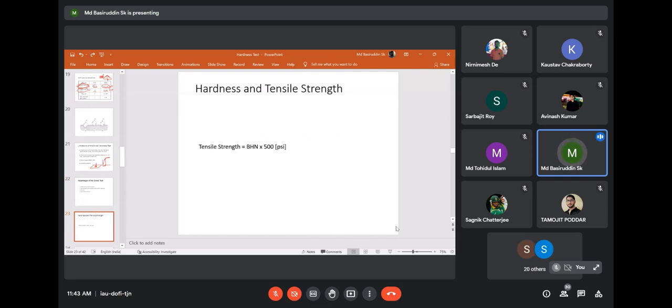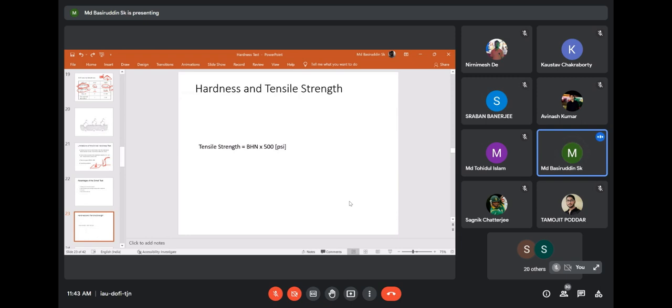Now, in each and every case, whatever hardness you get, you can correlate with the tensile strength properties, whether in terms of stress or in terms of strain. People collect the hardness data, BHN data, and then evaluate the strength data and try to make a correlation. They found that if you have the BHN data and the tensile data for the same material, the multiplying factor is 500 in the PSI scale. Sir, was this 500 derived or empirical?